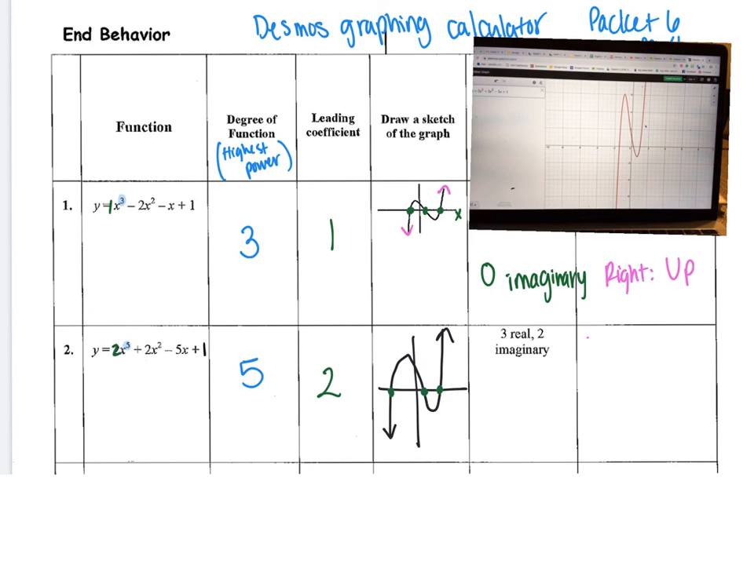Last thing is the left and right end behavior. The left side looks like it's pointing down, and the right side looks like it's pointing up. So in this case, left down, right up. All right, and that's it.